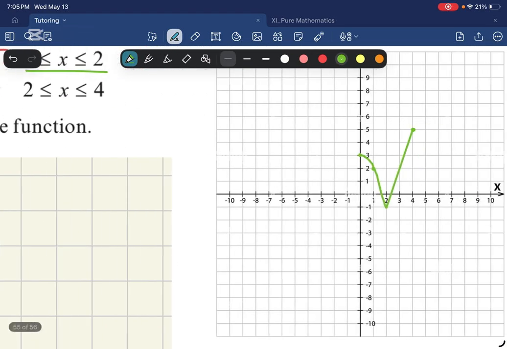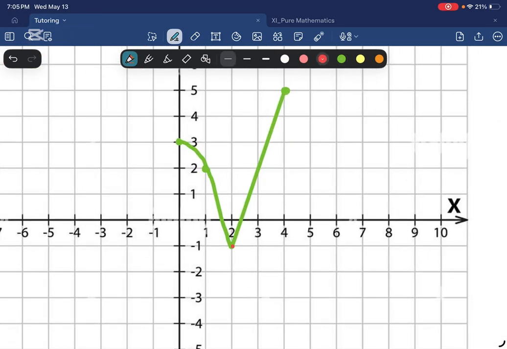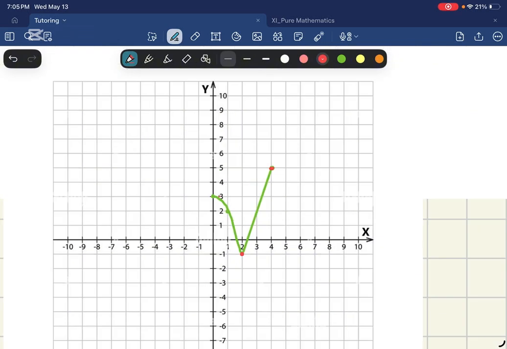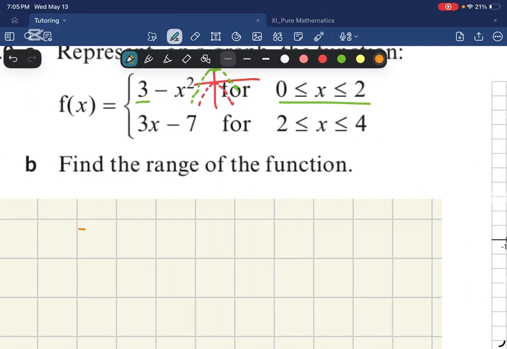So that is going to be your function. And find the range of the function. Well, the lowest that my function outputs to is negative 1, and the highest that my function outputs to is positive 5. Any number in this part is already included in the orange part, right? So my range is going to be from negative 1 to positive 5.